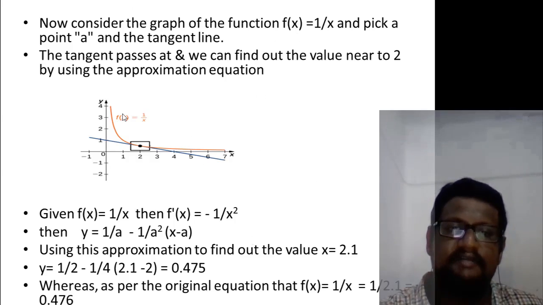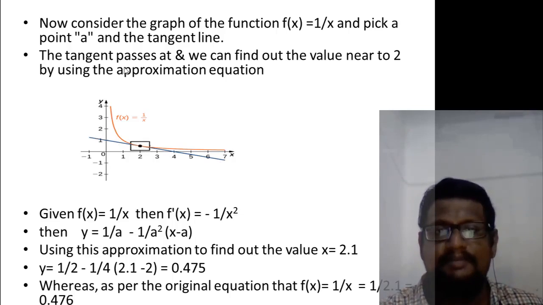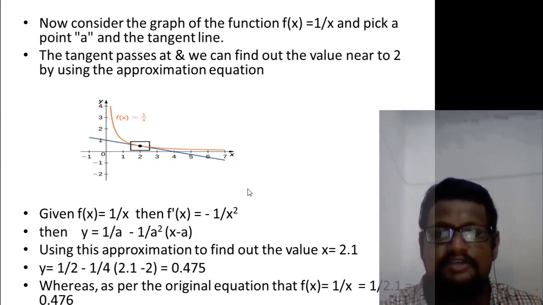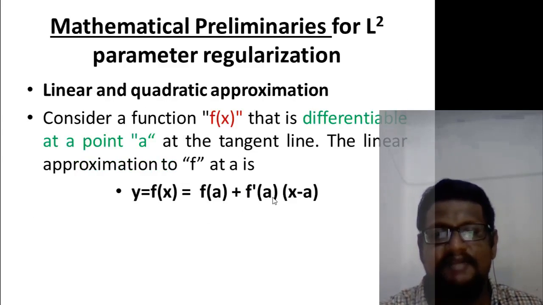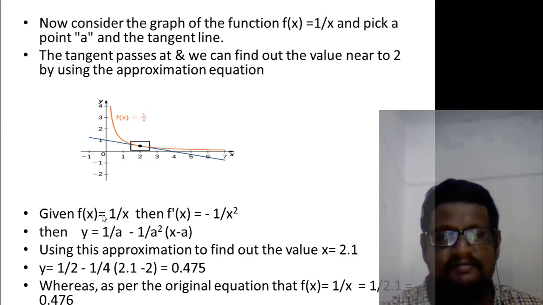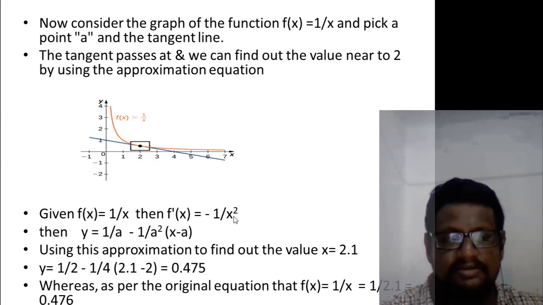This is the function f of x is equal to 1 by x, which looks like this, and you have a tangent here which intersects at approximately 2. So the tangent passes and we can find out the value near 2. So what is given? f of x is equal to 1 by x is given. As per the formula, we need to find f of x is equal to f of a plus f dash of a. So f of x is equal to 1 by x, in the sense f dash of x will be equal to minus 1 by x square.